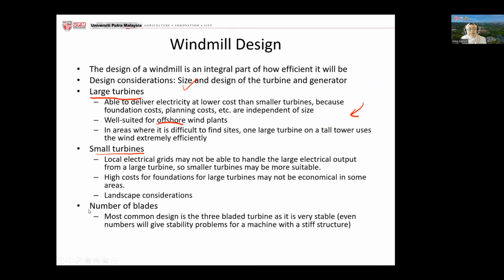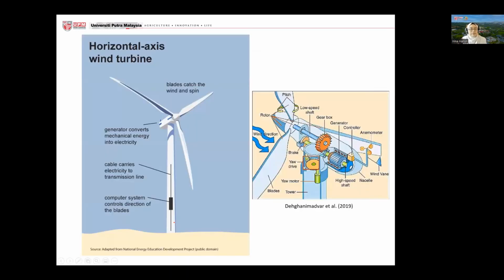Another thing to consider is the number of blades. The most common design is the three-bladed turbine, because this is actually very stable. We don't usually use even numbers. So not 2, 4, 6. We use odd number 3, because the even numbers will give stability problems for a machine with a stiff structure, right? So this is an example lah. So basically here you can see already, yeah.